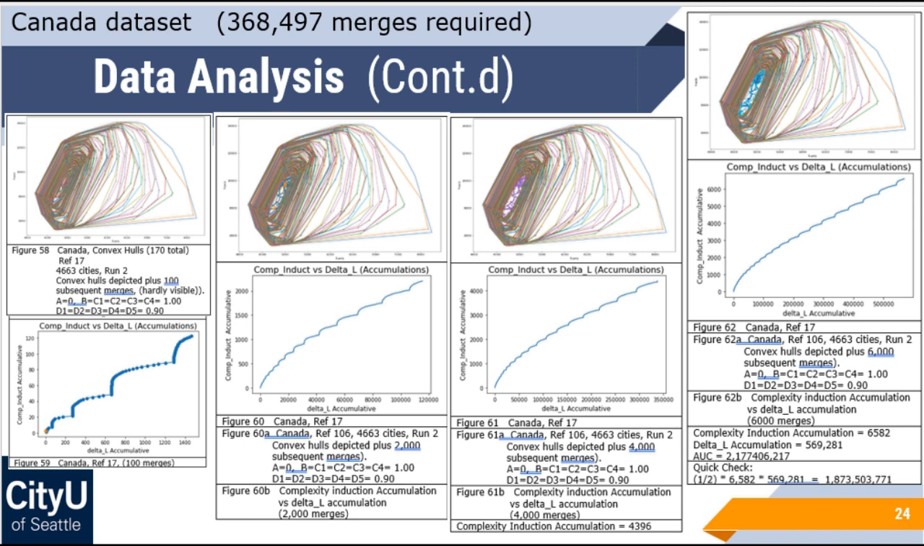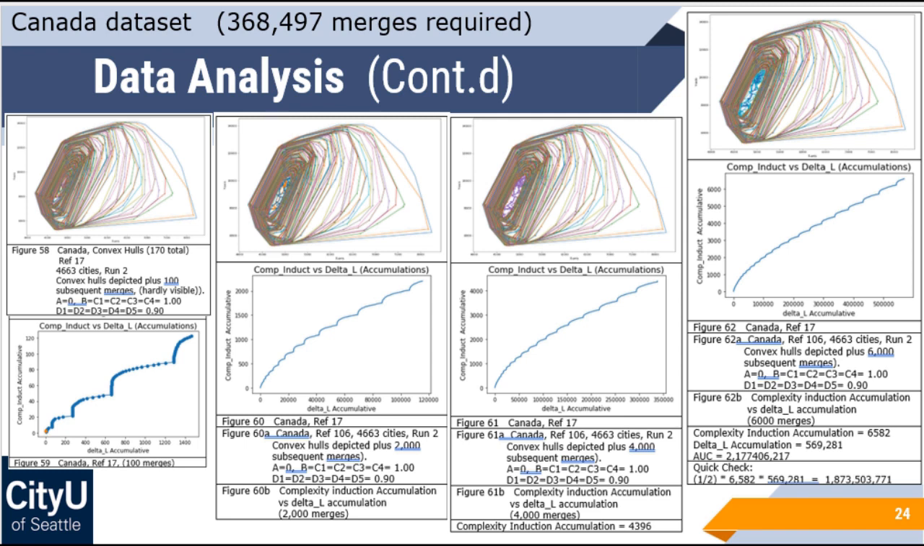Data analysis continued. Playing around with Canada cities. Doesn't really look like Canada on the plot, but that's okay. 368,497 merges required. Left-hand side most shows the convex hulls with 100 merge events actualized, and that's just impossible to see on that plot. The lower plot shows delta L cumulative of 1,400 units versus 120 or so.